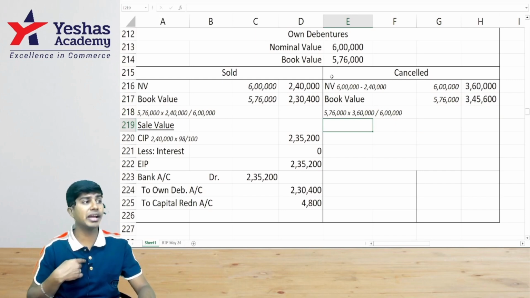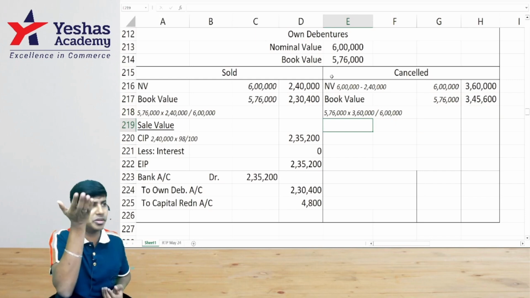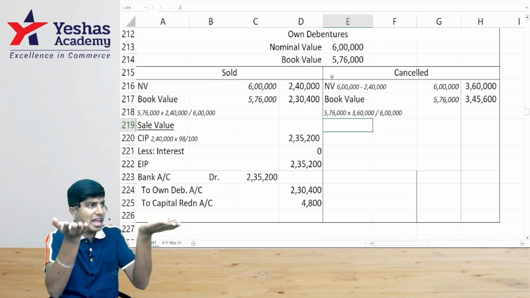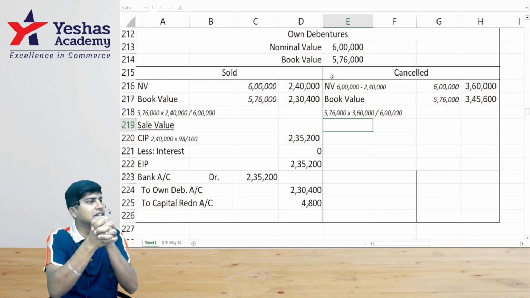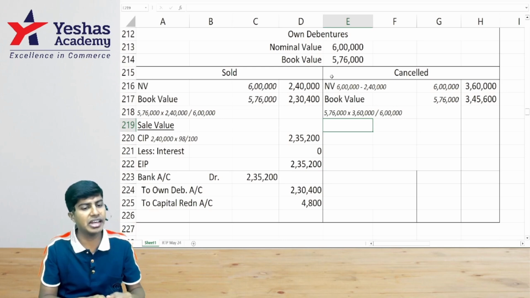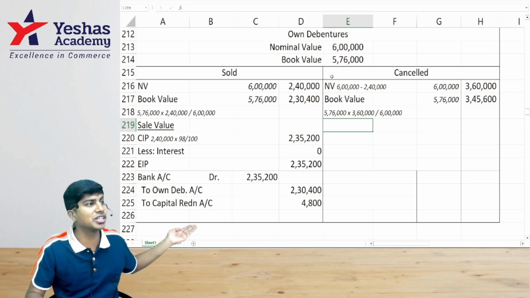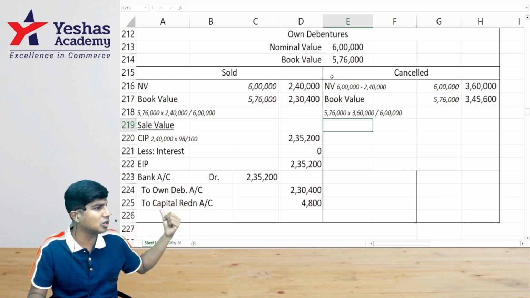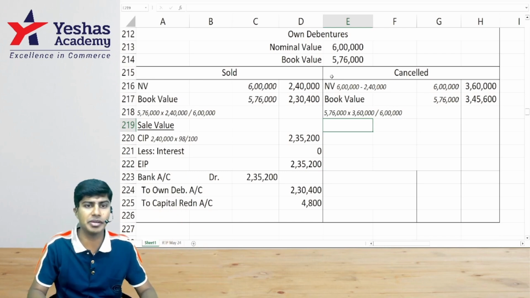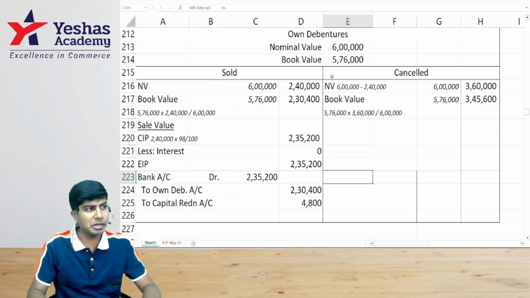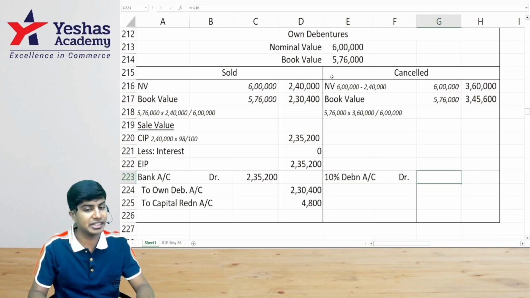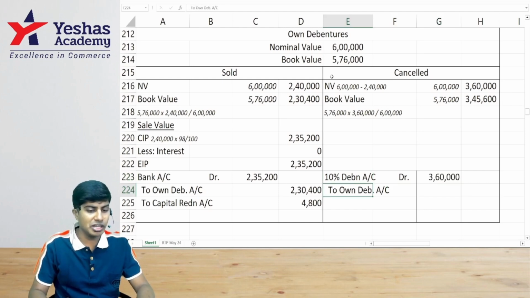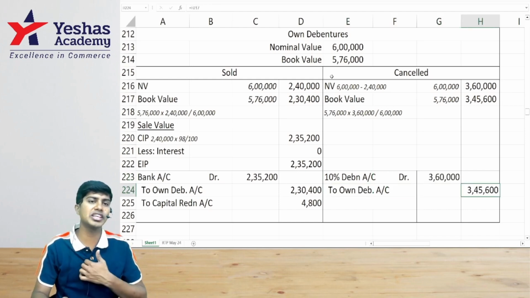It is adjusted against my liability. Cancellation means I have own debentures as an asset and my debentures as a liability. Asset and liability will get cancelled. What is the asset decreasing? 3,45,600. What is the liability decreasing? 3,60,000. Same own debentures are there on the liability side as 10% debentures. I will tear that paper and cancel the debentures. So I will write my 10% debentures liability decreasing 3,60,000, and my own debentures asset decreasing 3,45,600.